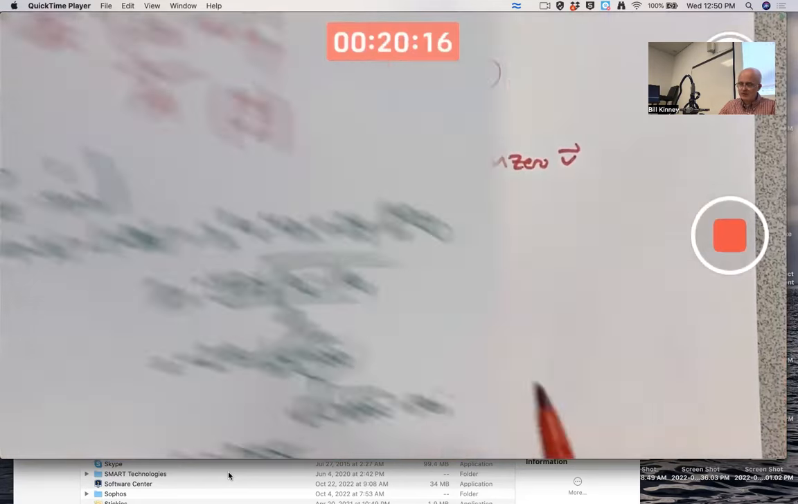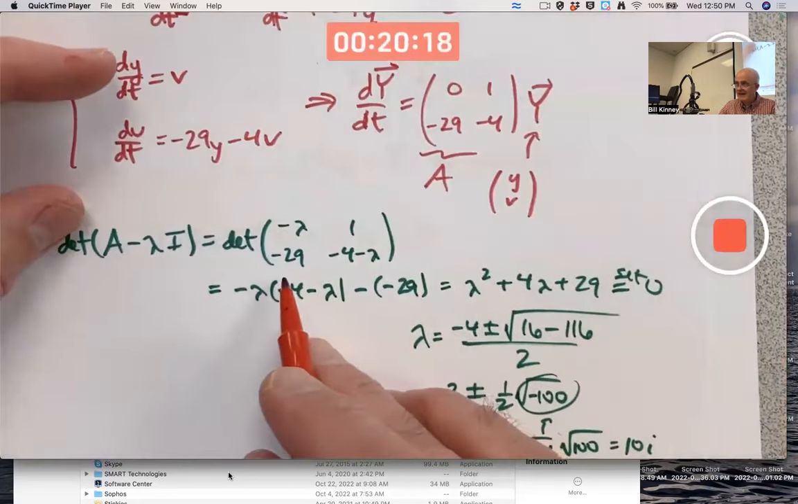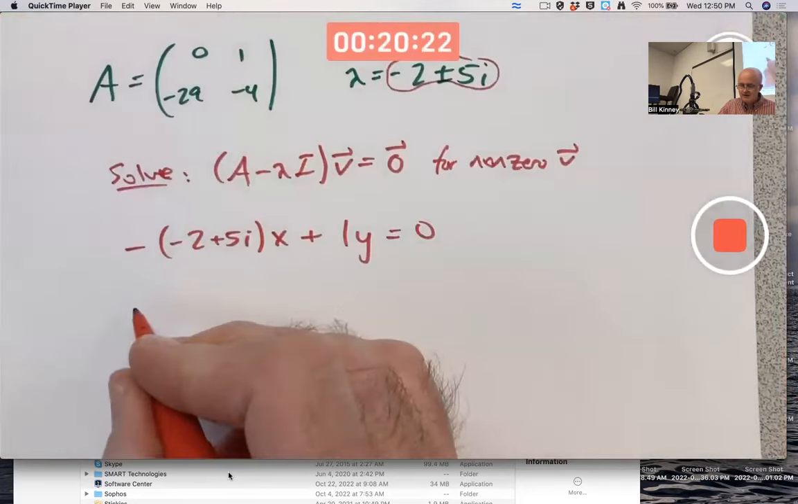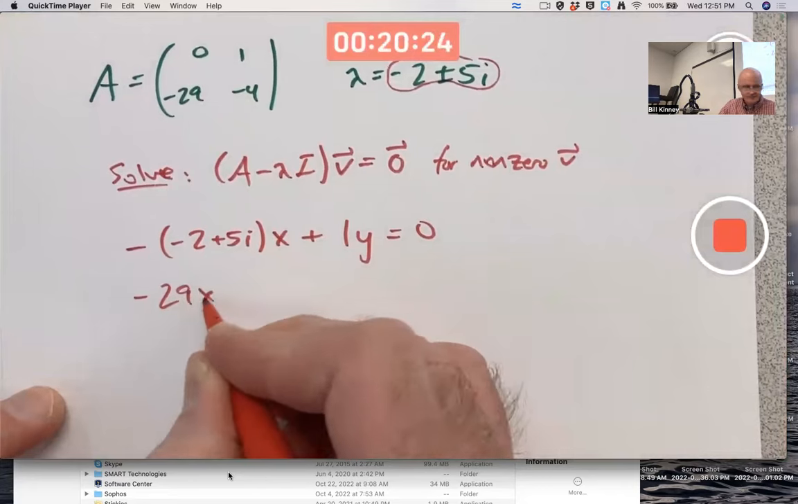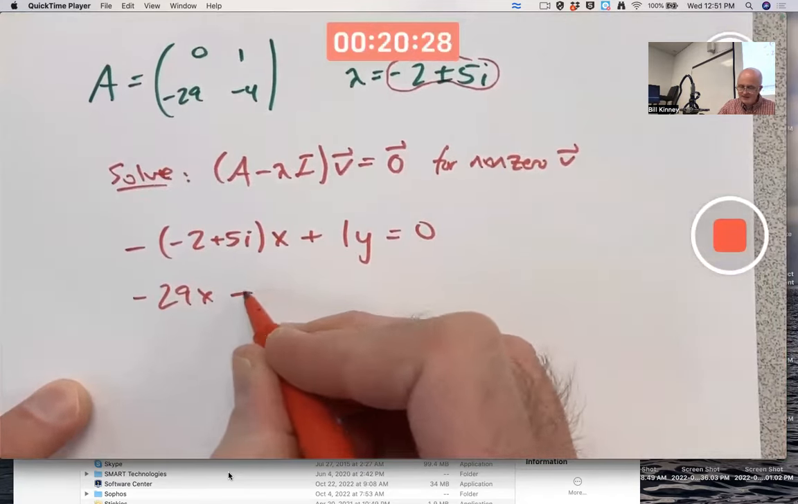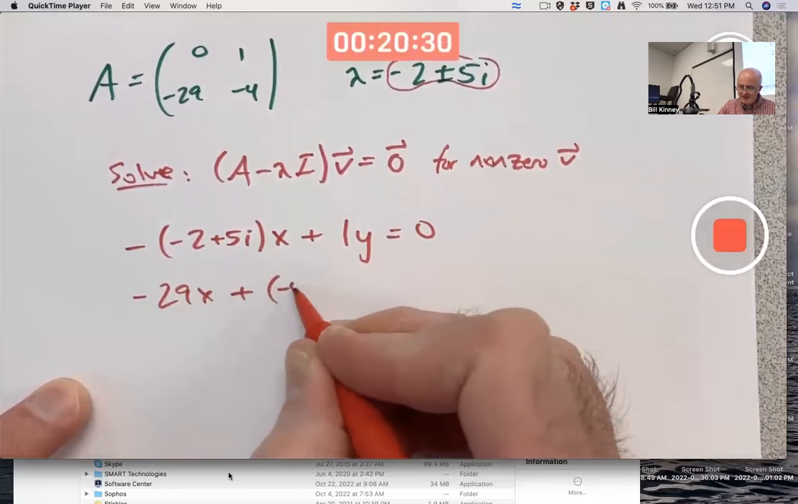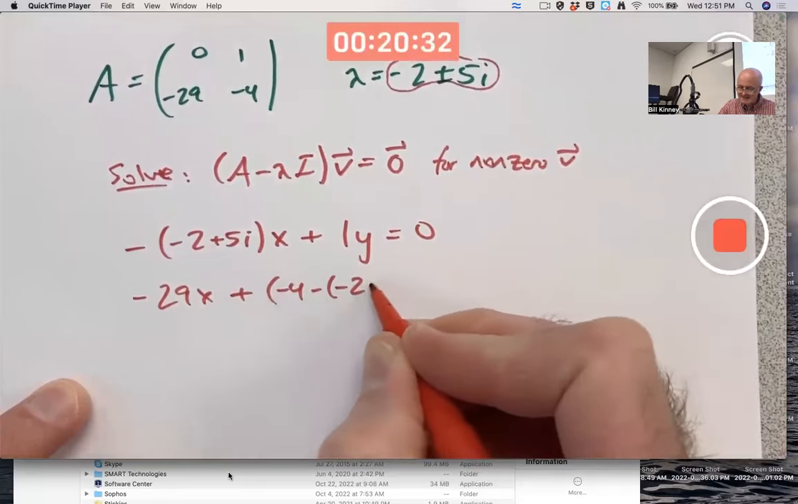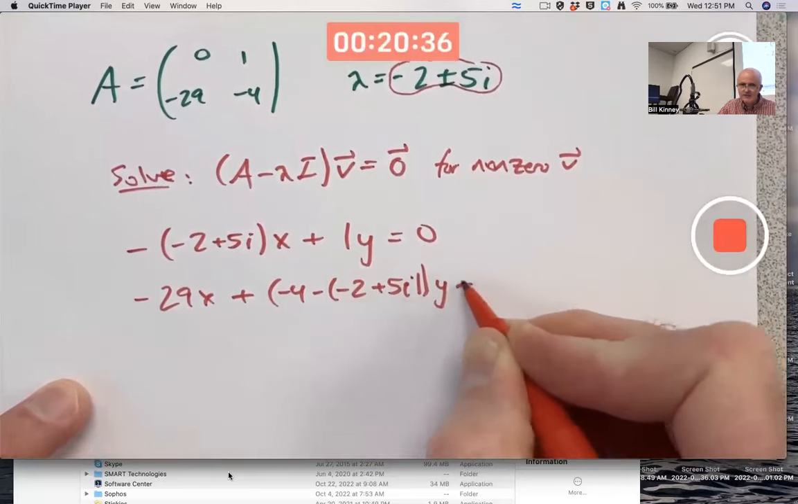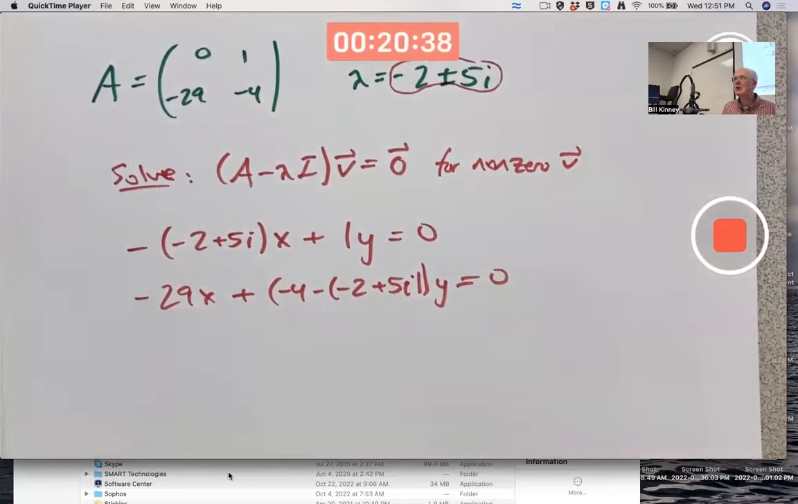For good measure, let's do it with the second row as well. Negative 29 and negative 4 minus lambda. Negative 29x, and then plus negative 4 minus lambda. This gets tricky. Times y equals 0. I claim these two linear equations with complex number coefficients are multiples of each other. That's not obvious by any means.